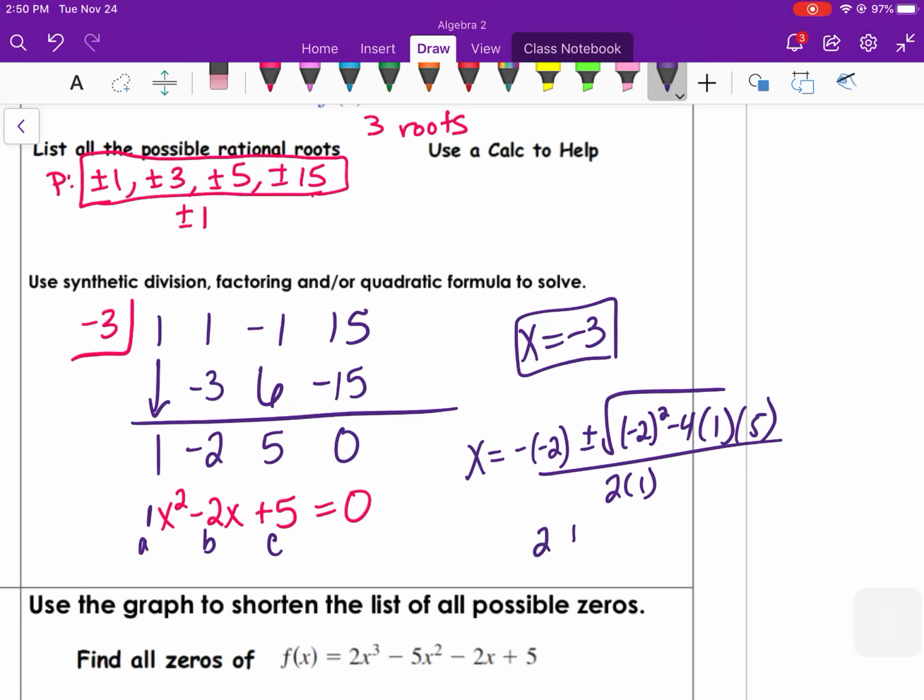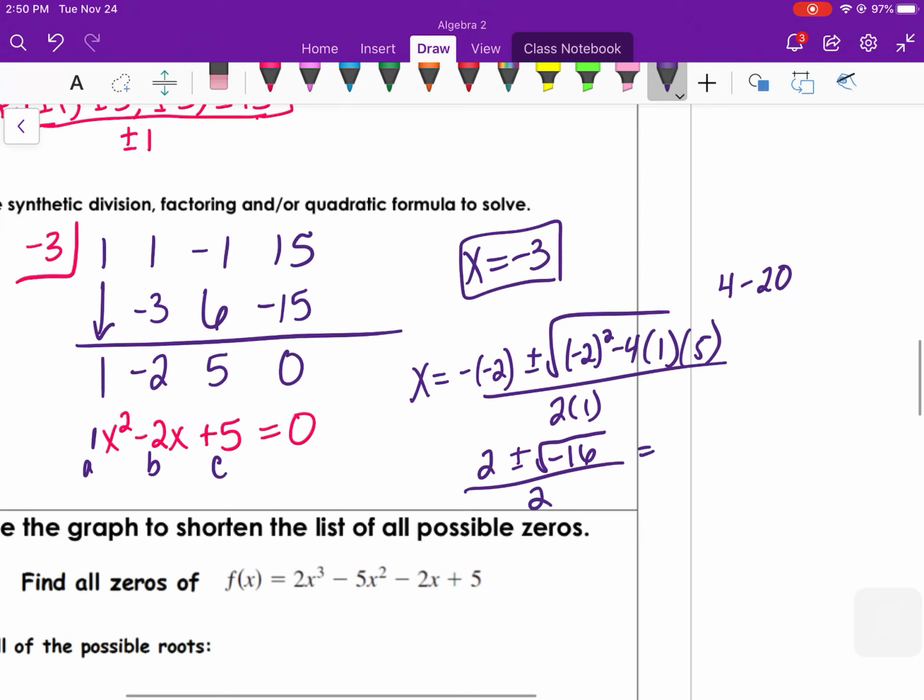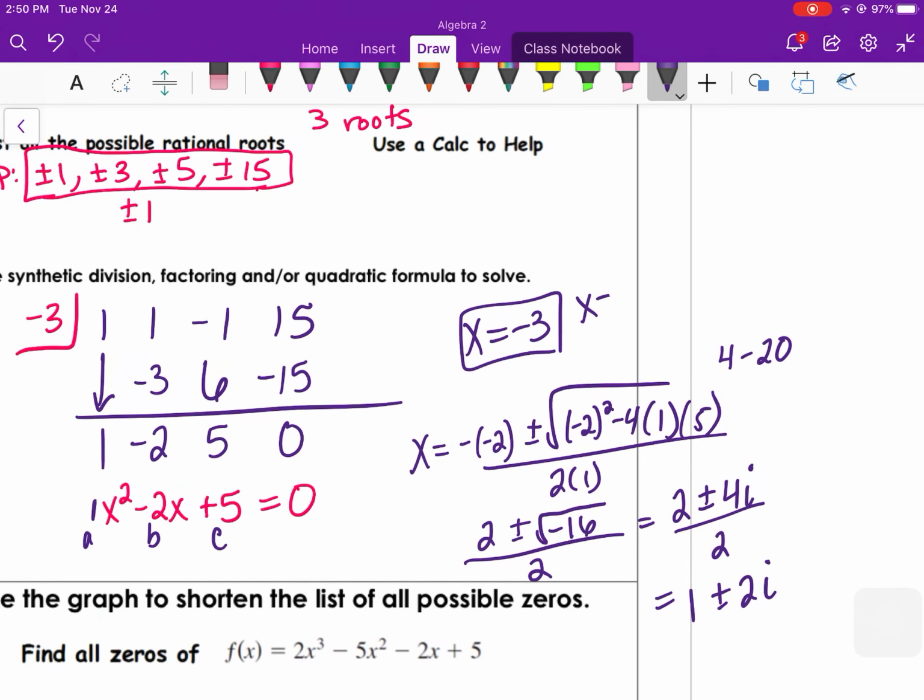So it's going to be 2 plus or minus the square root. Inside here, -2 squared is going to be 4, and then -4 times 1 is -4 times 5 is 20. So it'll be -16 over 2. So the square root of -16 is going to be 4i. So it's going to be 2 plus or minus 4i over 2, which can be reduced to 1 plus or minus 2i. So then our other two answers are 1 plus 2i and 1 minus 2i.